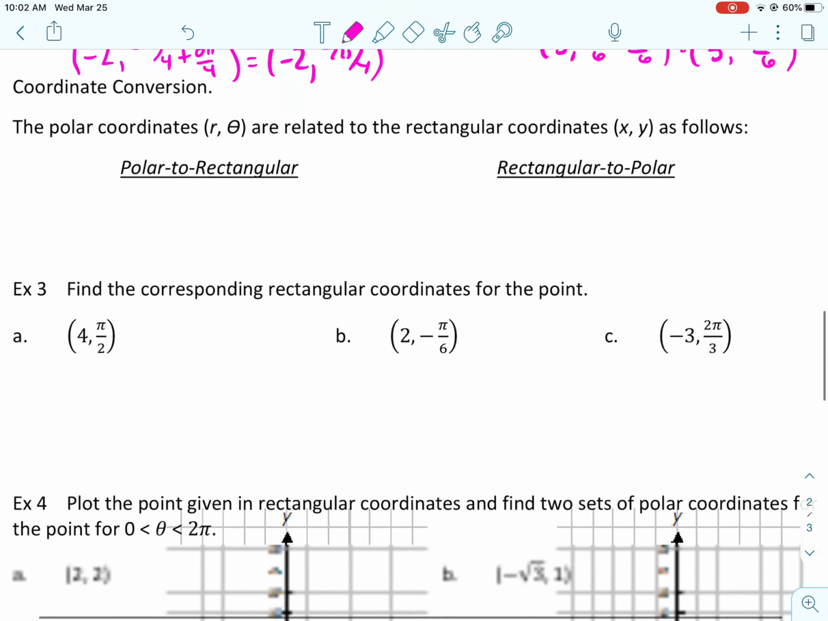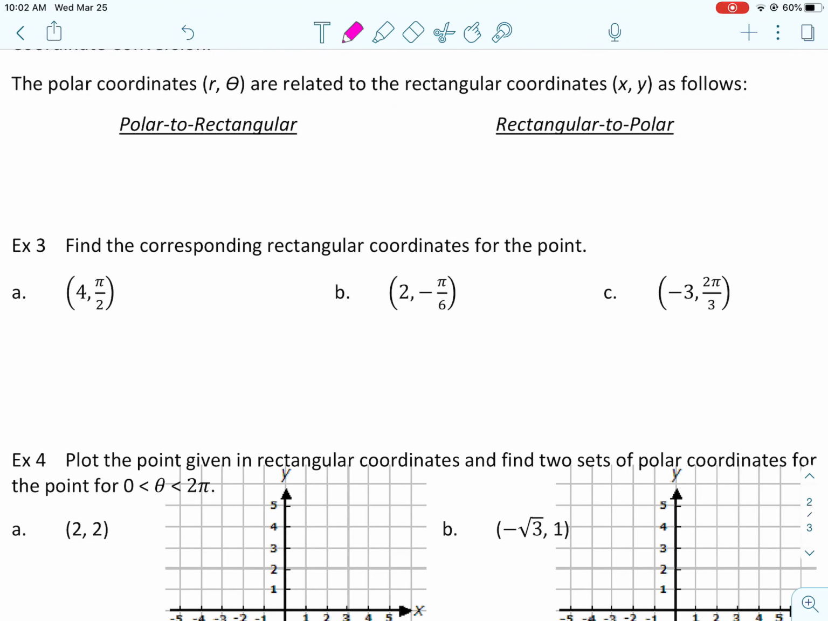All right, and then this last part is what is specifically listed in your standards for polar coordinates, is to convert them back and forth between polar and rectangular coordinates. So let's start with just talking about what we do if we have polar coordinates. So we have r and theta, and we're going to change it to rectangular coordinates, which is going to be x and y.